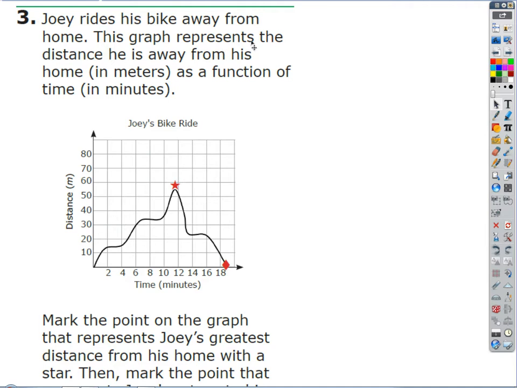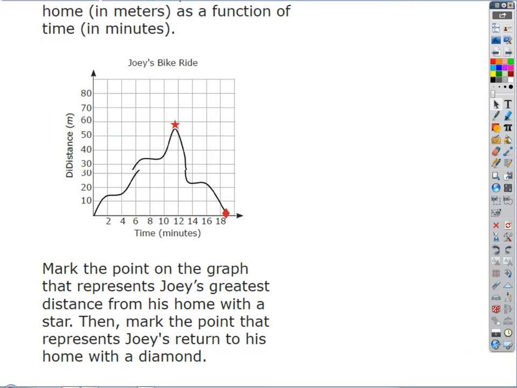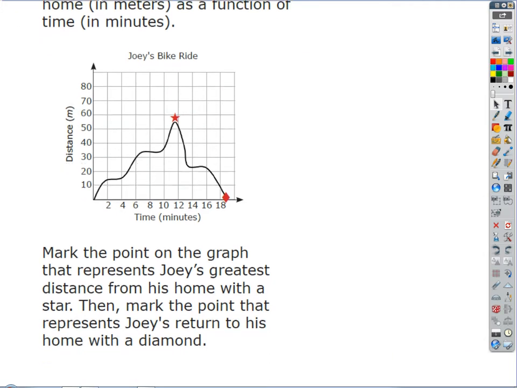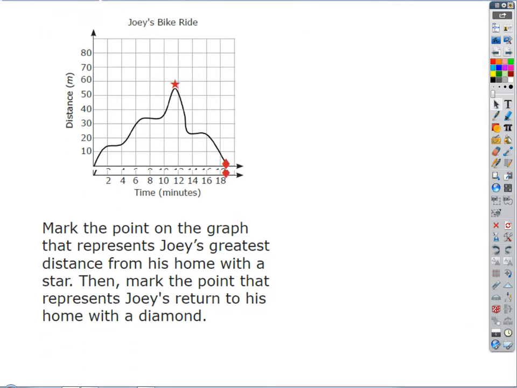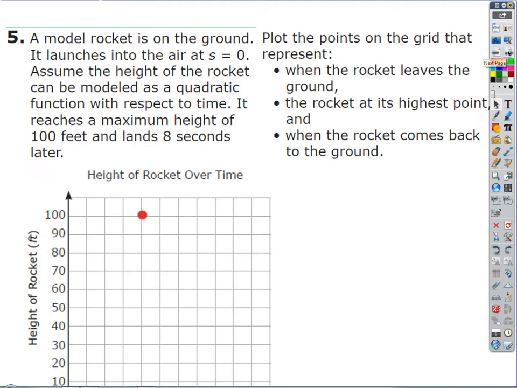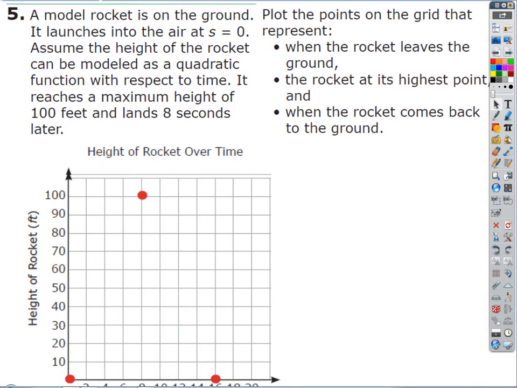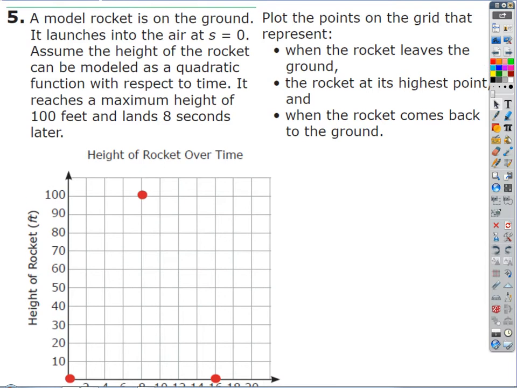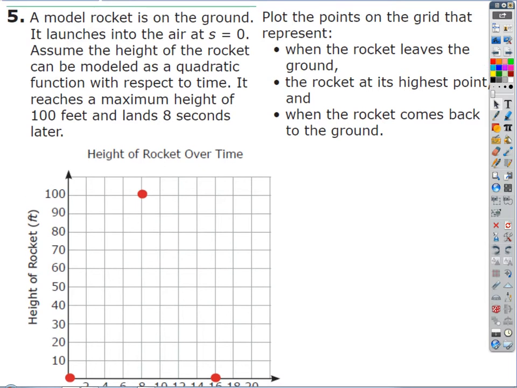so let's keep plowing through these things here. Do we need to look at this one? No, you're fine. I kind of want to just cruise through these. Okay, here, how about number 5? Real quick, number 5. A model rocket is on the ground. It launches into the air at s=0. Assume the height of the rocket can be modeled as a quadratic function.